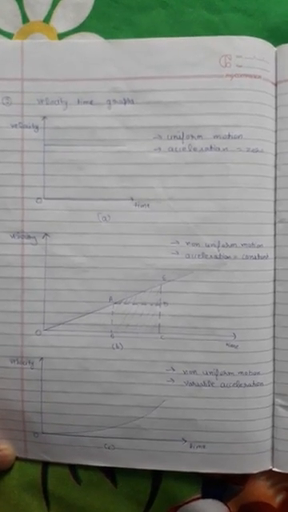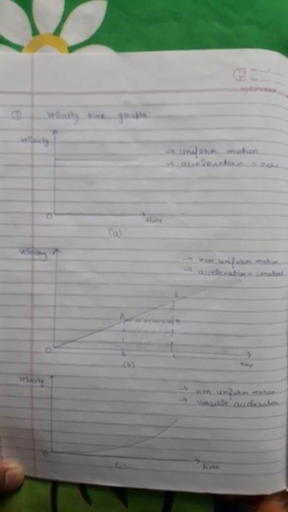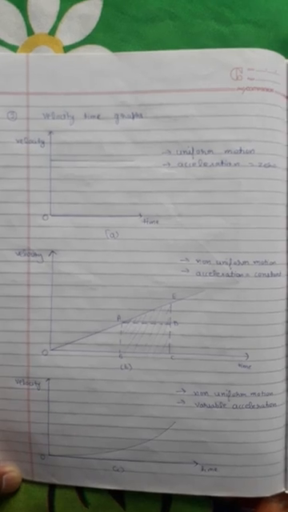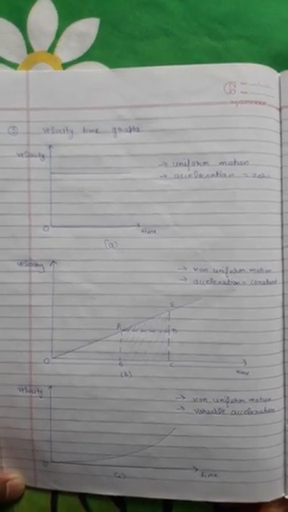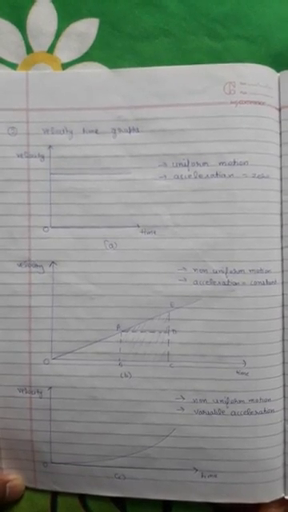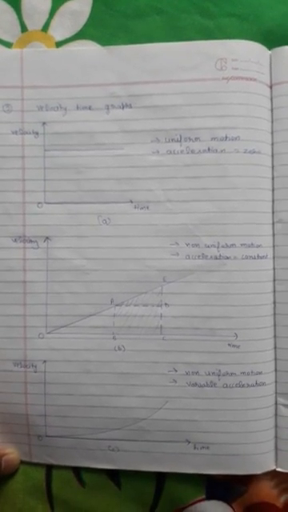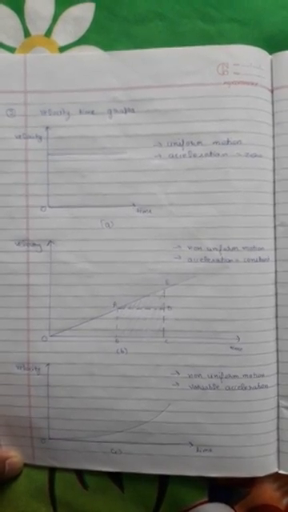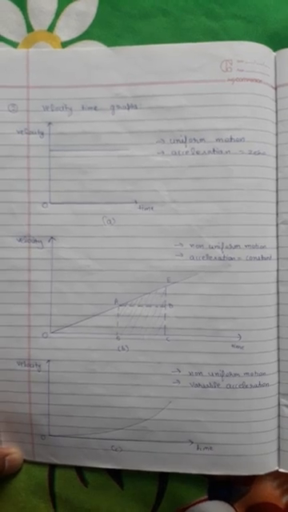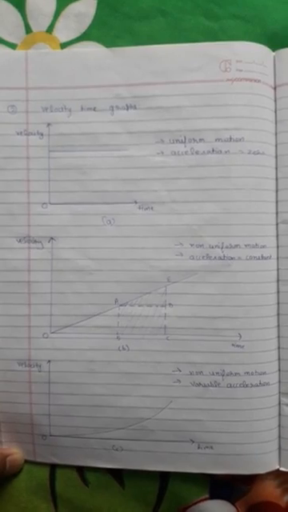Next we have to discuss the velocity-time graph. Look at the first graph. The velocity-time graph is a line parallel to the time axis. This is for uniform motion where acceleration is 0, so the velocity is constant and the graph is parallel to the time axis. Now look at the second graph. The graph between velocity and time is a straight line passing through the origin. This is for non-uniform motion where velocity is changing but acceleration is constant.